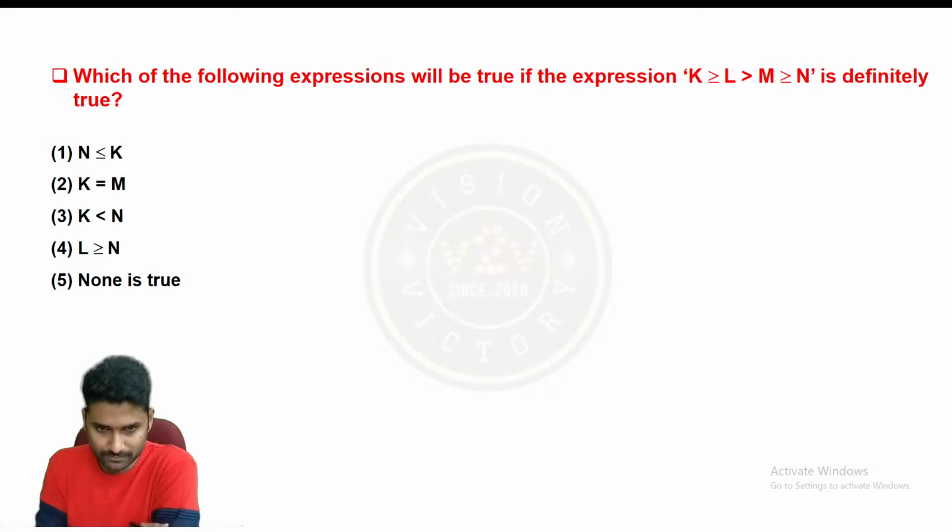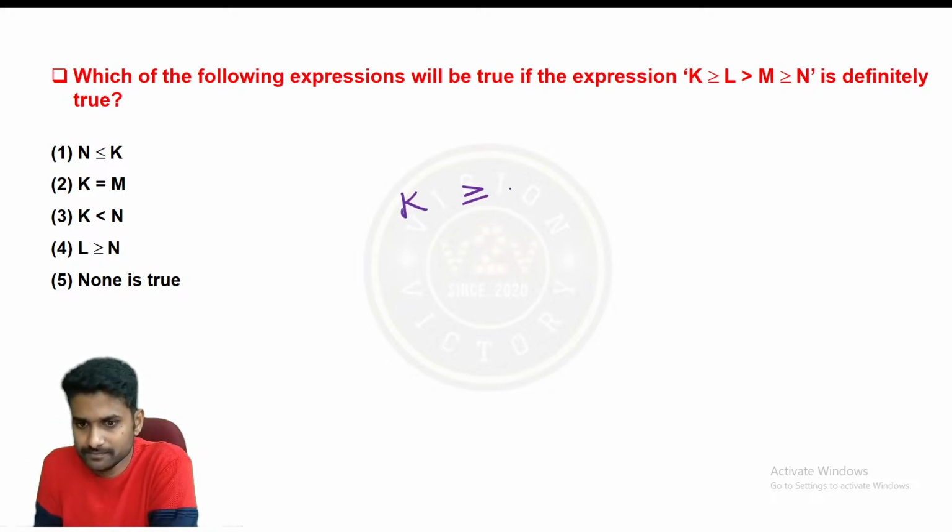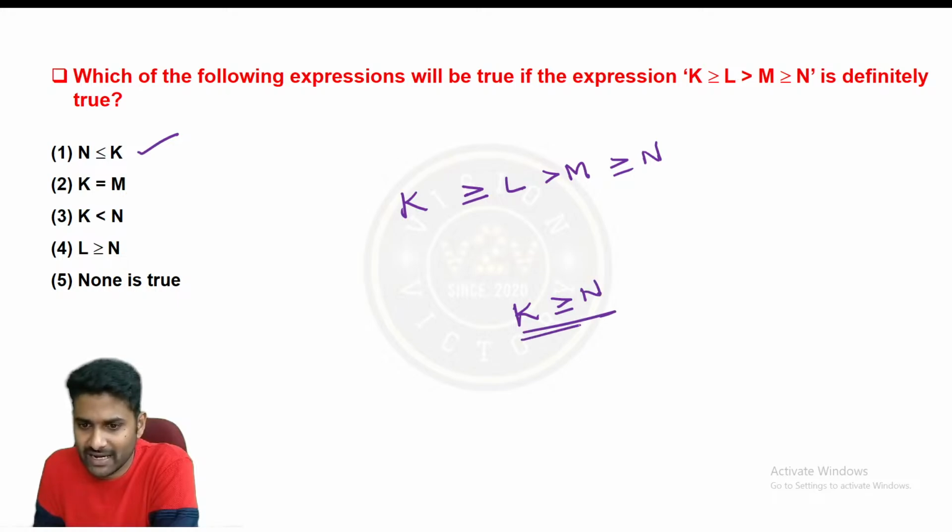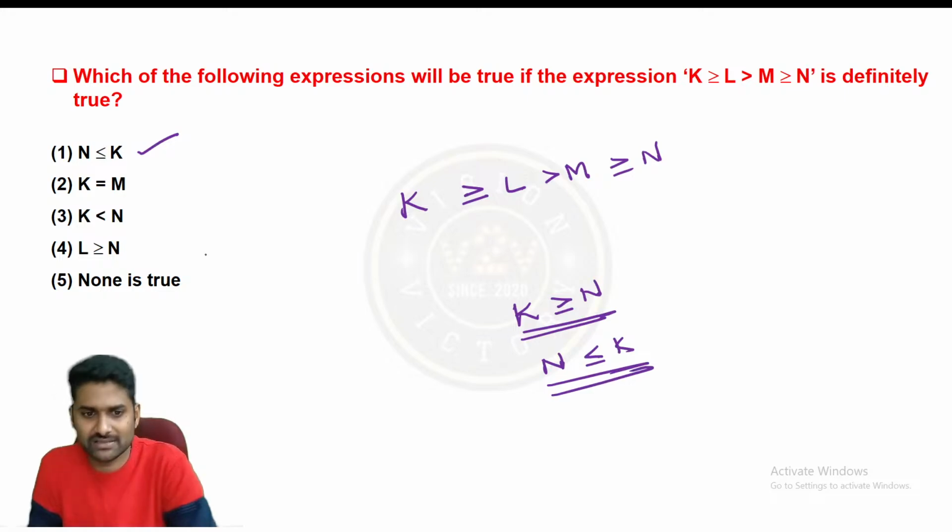So our equation number 3 satisfies this condition. Next. In this equation, which option satisfies our condition? n less than or equal to k. If you go through the condition, k is greater than or equal to n, which says that n is less than or equal to k. Yes, condition 1 is satisfied.